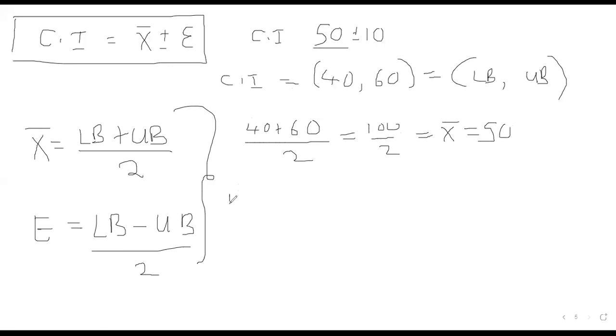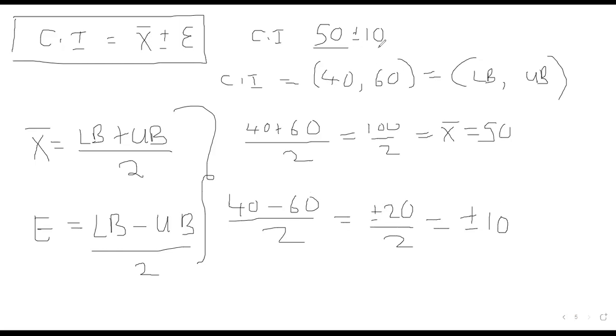Then we go to 40 minus 60 divided by 2. We're going to get negative 20, or you can put the 60 there. It doesn't matter because the error is a range. Divided by 2, we're going to get plus or minus 10. So we found our error term here. So I'm using basic knowledge.